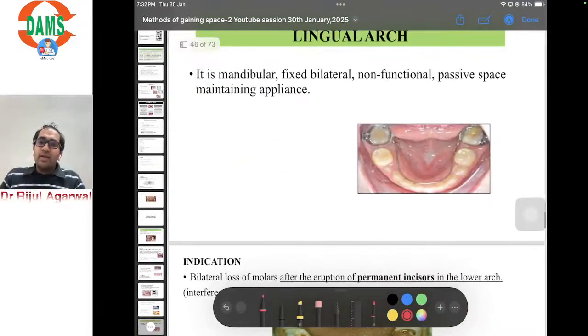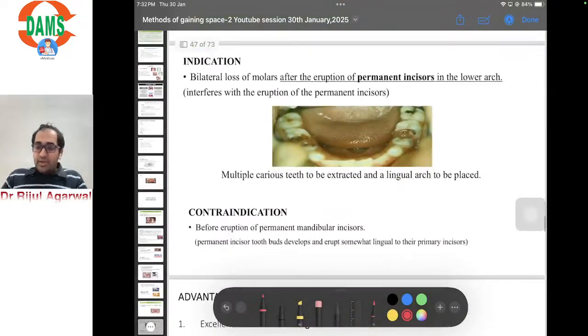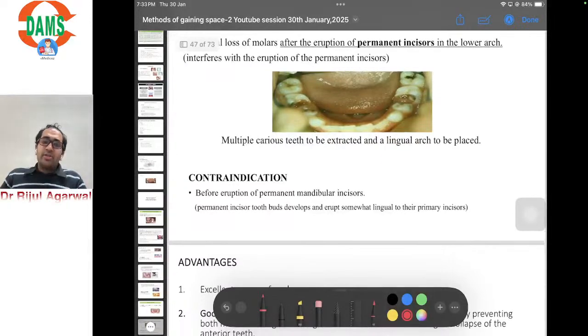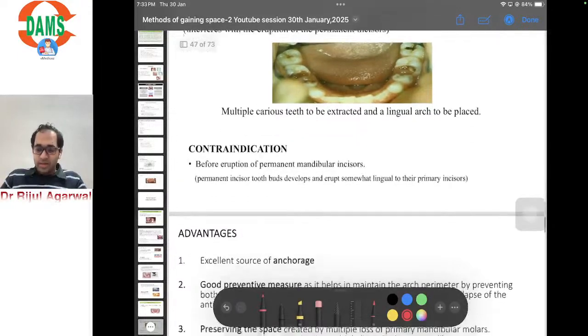Next is the lingual arch. It's a mandibular fixed bilateral non-functional passive type of space maintaining appliance. Indications: bilateral loss of molars after the eruption of permanent incisors in the lower arch. Why should the permanent incisors be fully erupted? Because it interferes with the eruption of permanent incisors. So this is the image in which multiple carious teeth need to be extracted and a lingual arch is placed. Contraindications are before eruption of permanent mandibular incisors.